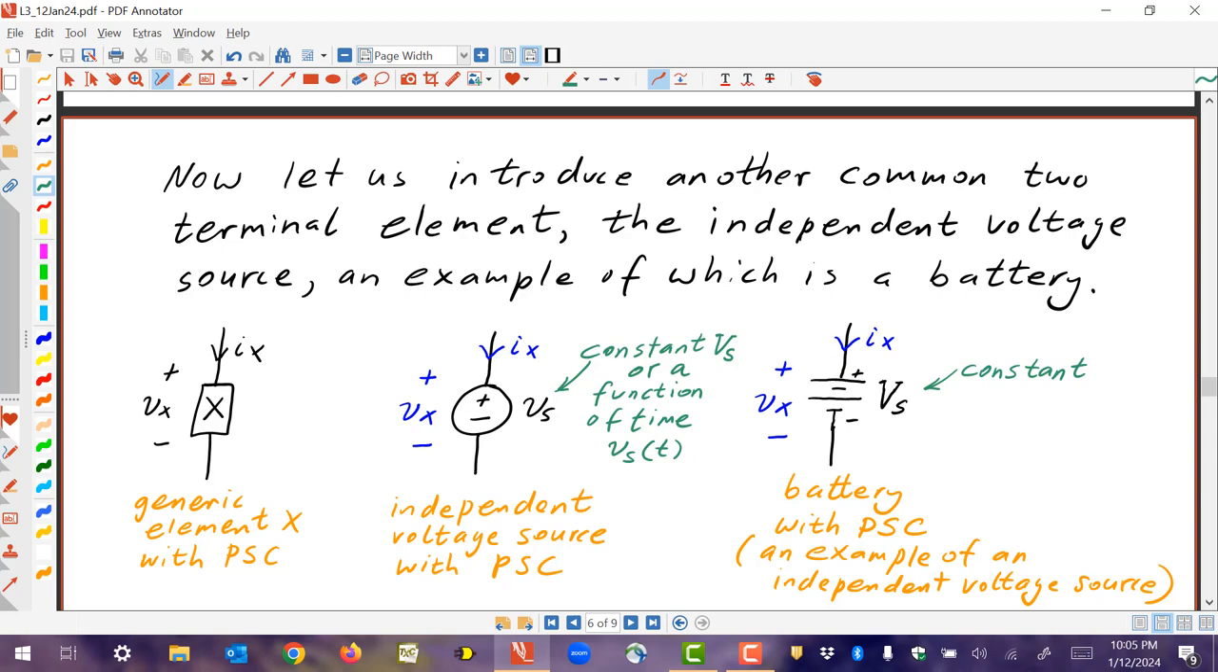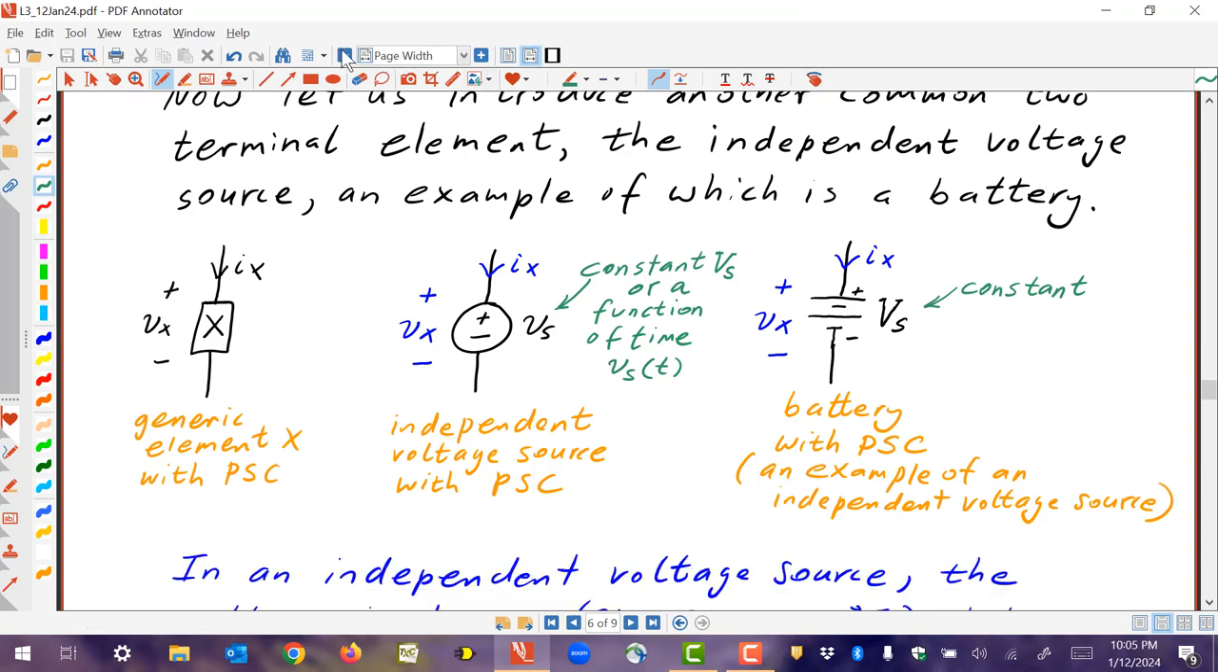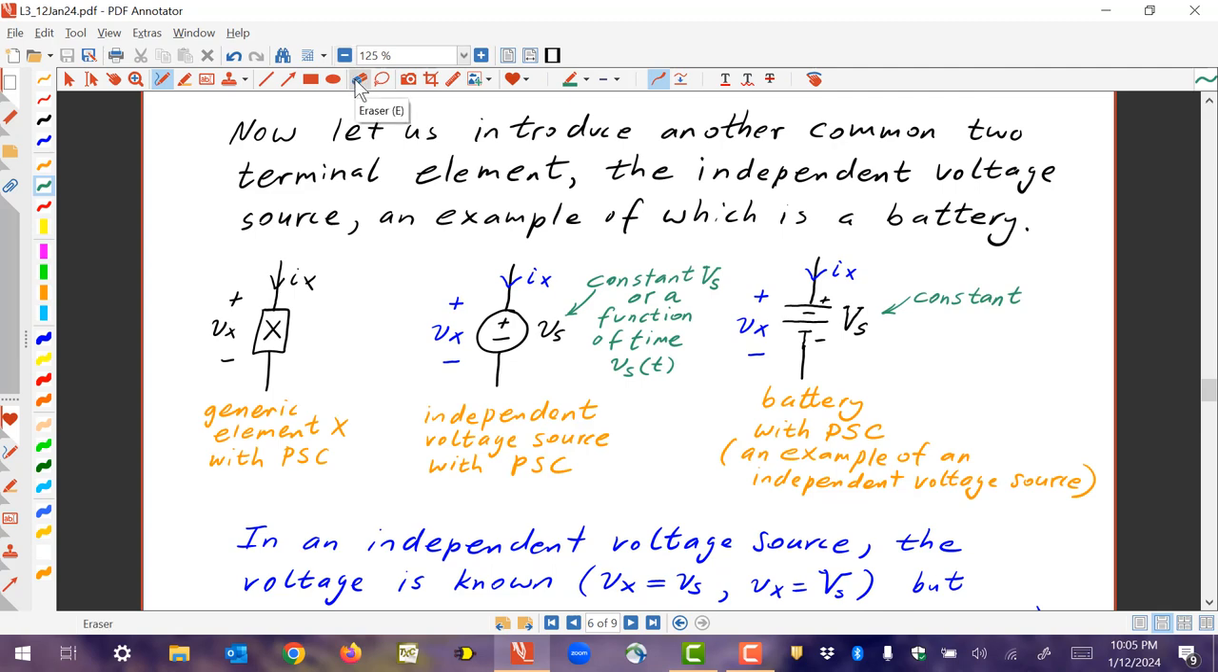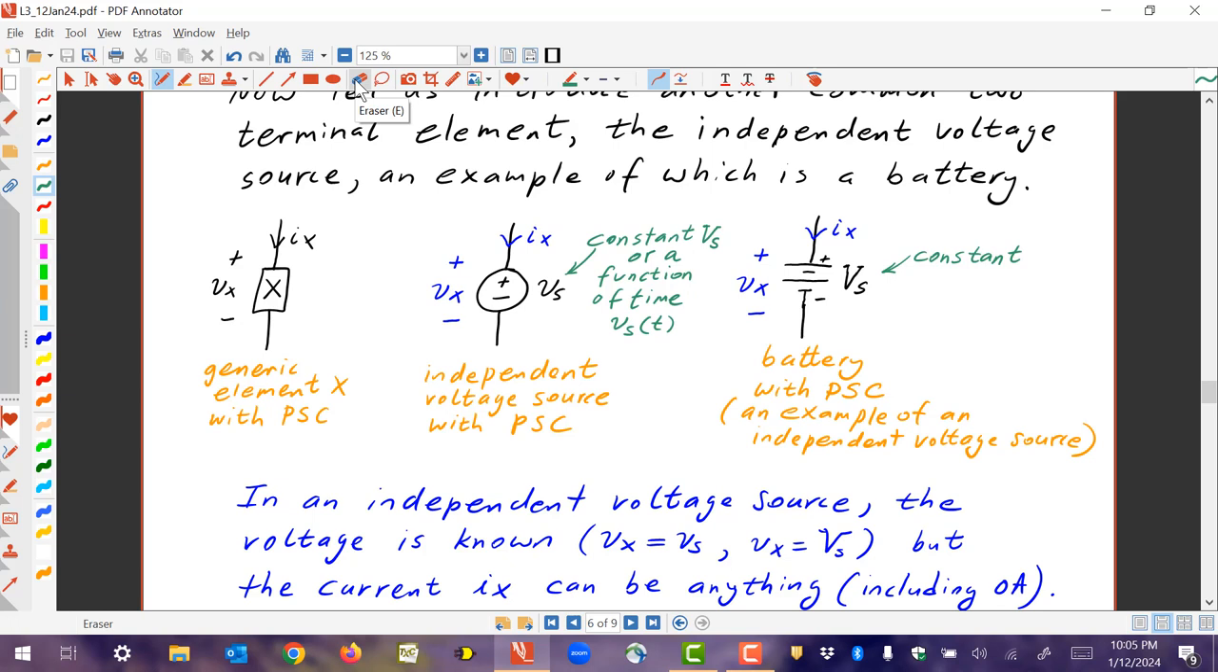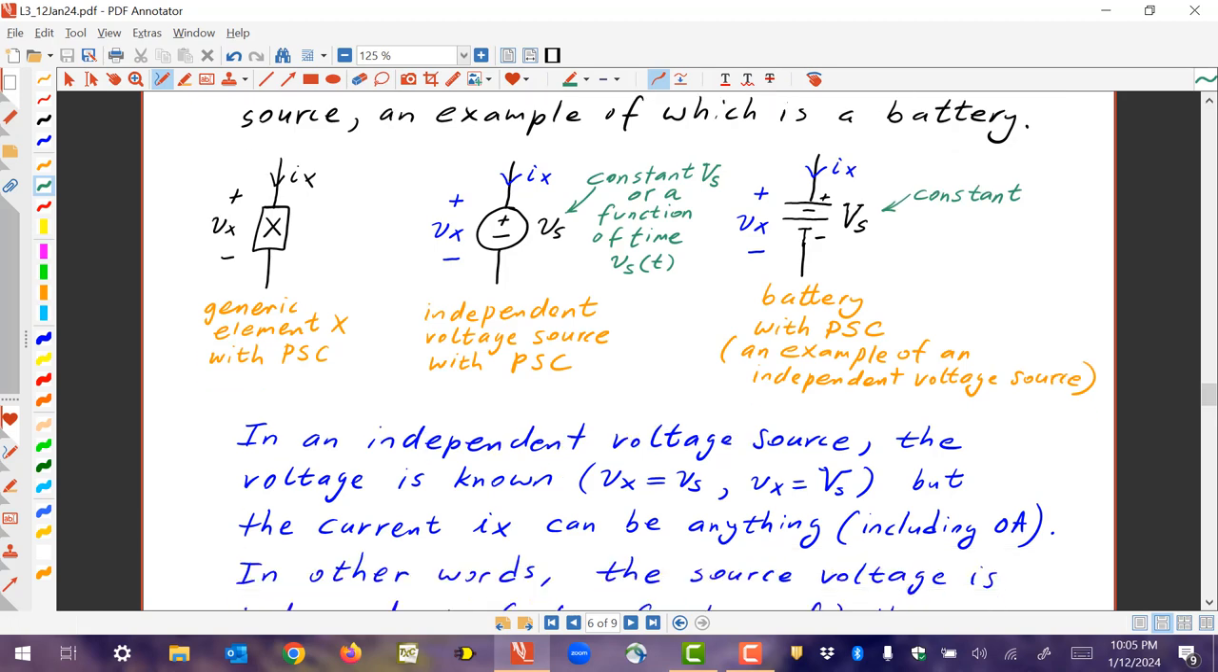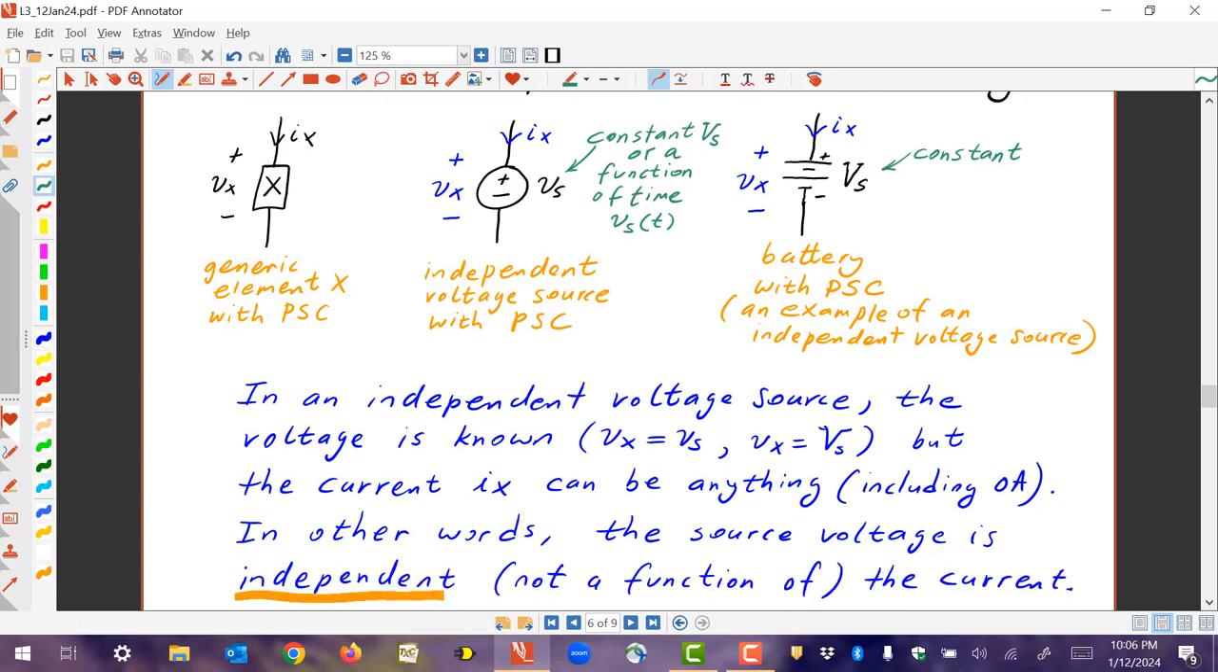Now, the question is, what does it mean to have an independent voltage source? What does that independence mean? Well, in an independent voltage source, the voltage is known. If you look at the blue Vx that's marked across the symbols, that Vx is equal to Vs. That Vs can be a constant or a function of time, doesn't matter. The voltage of the element is known, is given. But the current Ix that flows through the element is anything. It could be zero, positive, or negative. But the source voltage Vs, whether a constant or a function of time, is independent. In other words, it's not a function of the current.